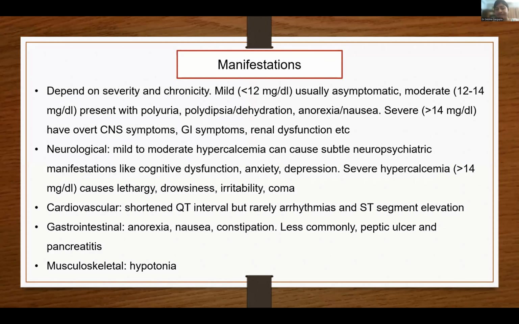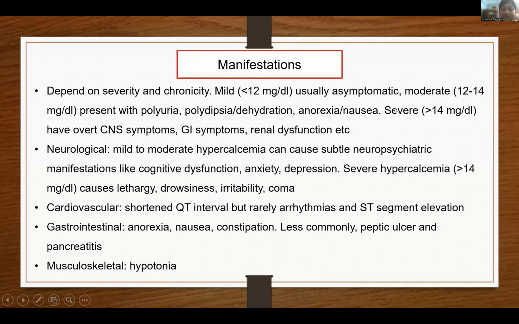Right, sir. Okay, sir. So if it's less than 12, then it is mild. And usually in that case, it does not cause any symptoms. If it is moderate, like 12 to 14, it will cause some symptoms. Why these symptoms happen, I will explain later. But it can cause polyuria, polydipsia, dehydration, anorexia, nausea.